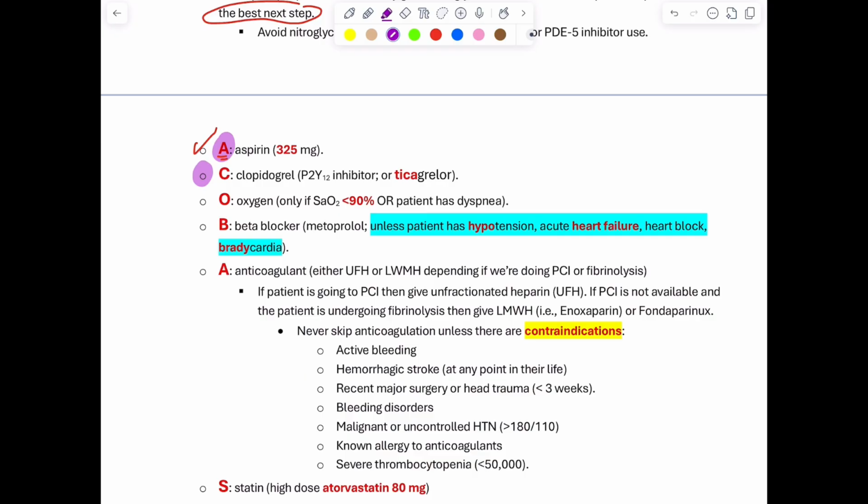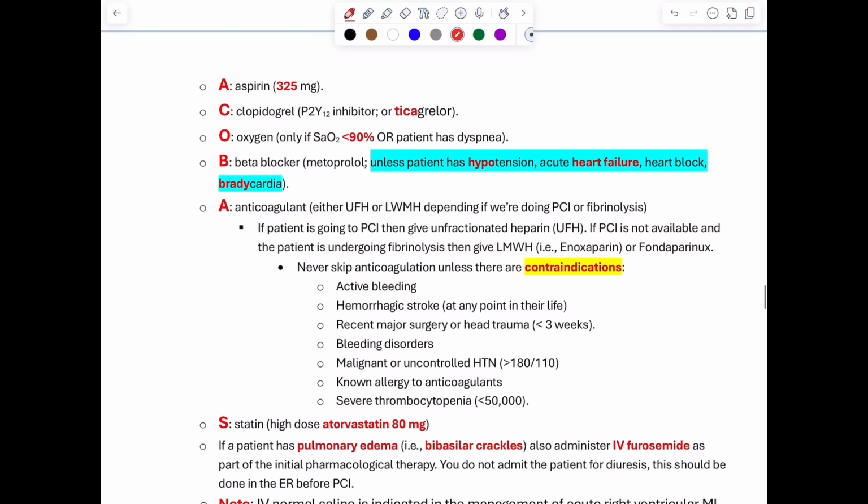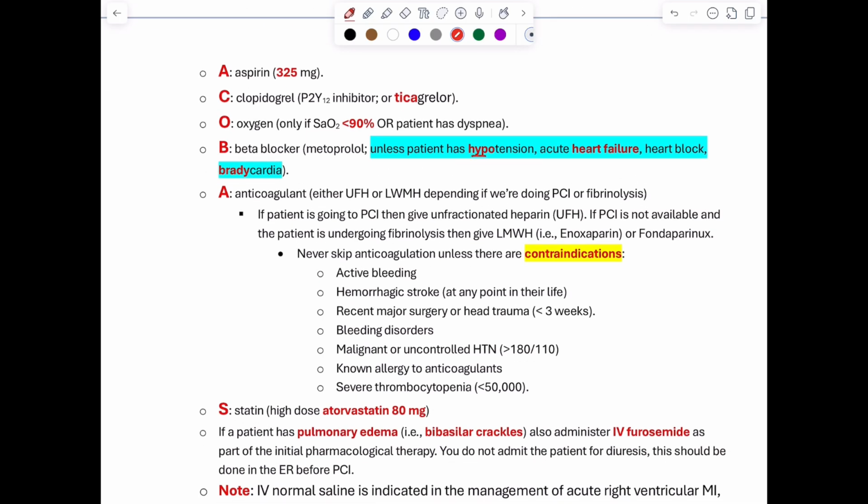The C is for clopidogrel, okay? And the O is for oxygen, only if the SaO2 is less than 90%. If the vitals show like 94%, don't give oxygen, but if it's below 90, give oxygen. And the B is for beta blocker. And again, avoid if there's hypotension, heart block, acute heart failure, or bradycardia. Avoid, okay? And then you add an anticoagulant.